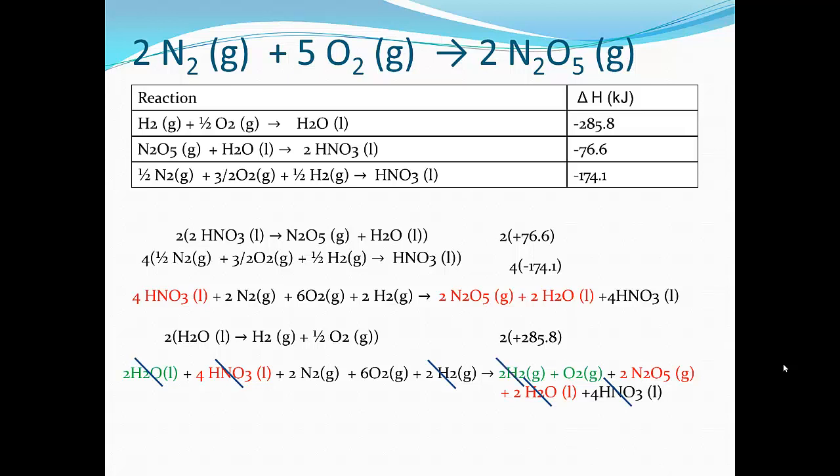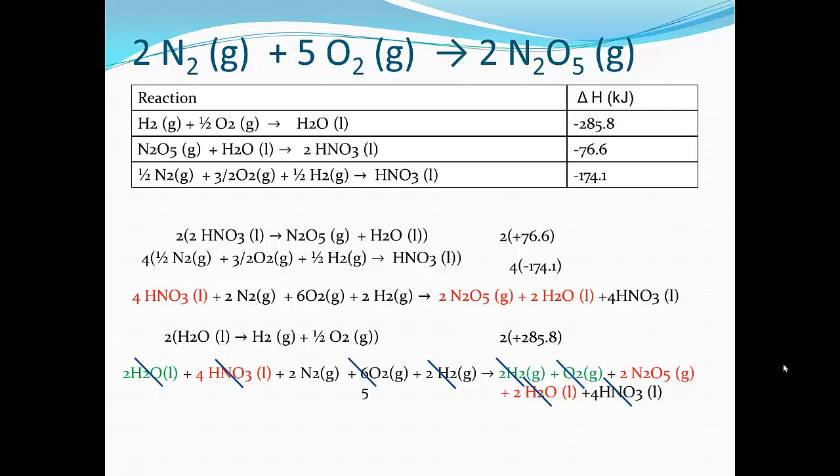Now the next things I can't cancel, I'm just going to reduce. So I get rid of the O2 there, and that changes from a 6 to a 5. Okay, now everything that's left is everything that I want in my final reaction. I also need to then add up all of my delta H's that I have together.